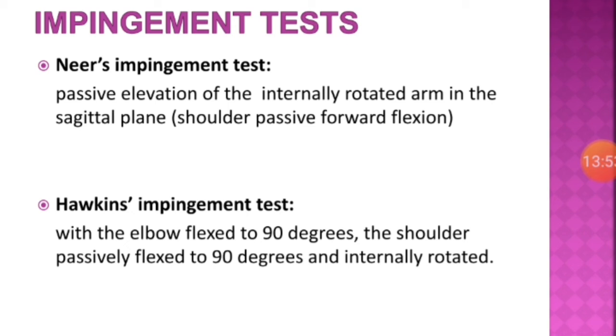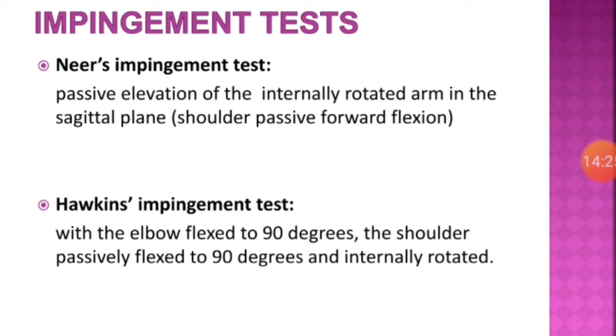In this, there is passive elevation of the internally rotated arm in the sagittal plane. That is shoulder passive forward flexion. In this position, the patient's symptoms get worsened and the patient complains of the similar pain which the patient usually feels on the anterior aspect of the shoulder, and this suggests that the test is positive for impingement.